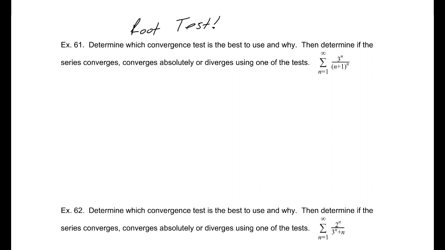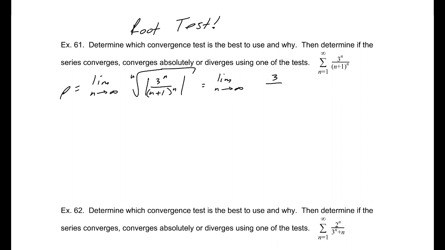All right, so the root test says we'll take rho equals the limit, as n goes to infinity, of the nth root of the absolute value of our a_n. So this will be 3^n over (n+1)^n. Every term in that is positive. So this is going to be the nth root. This will be the limit as n goes to infinity of 3 over n plus 1. And that limit is 0.